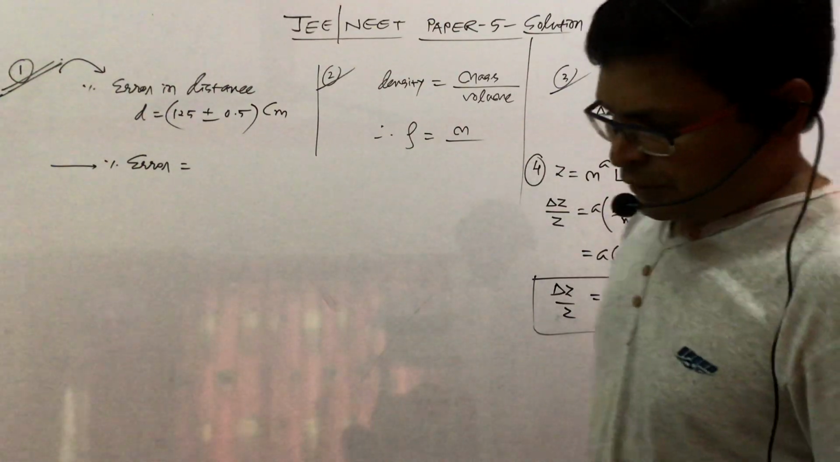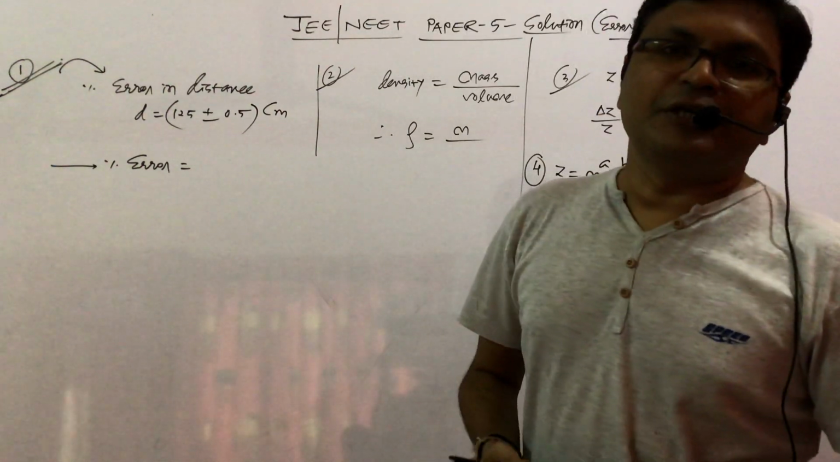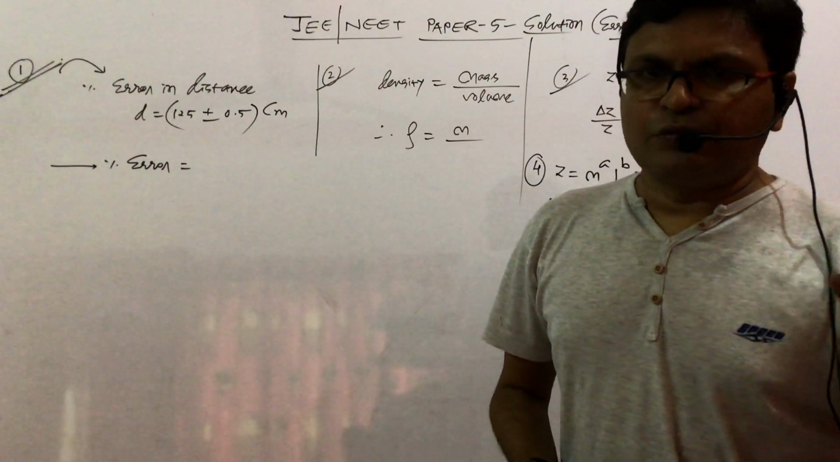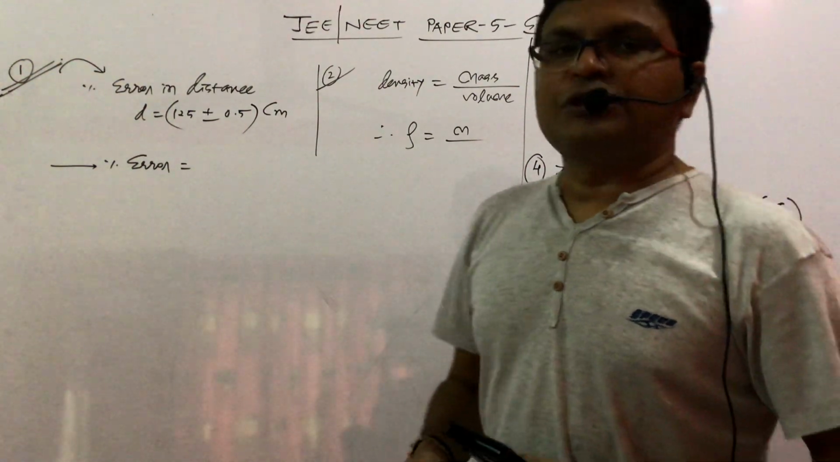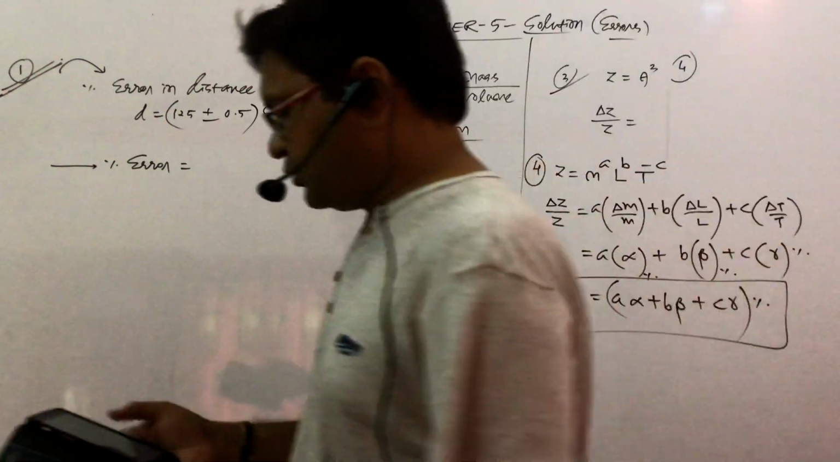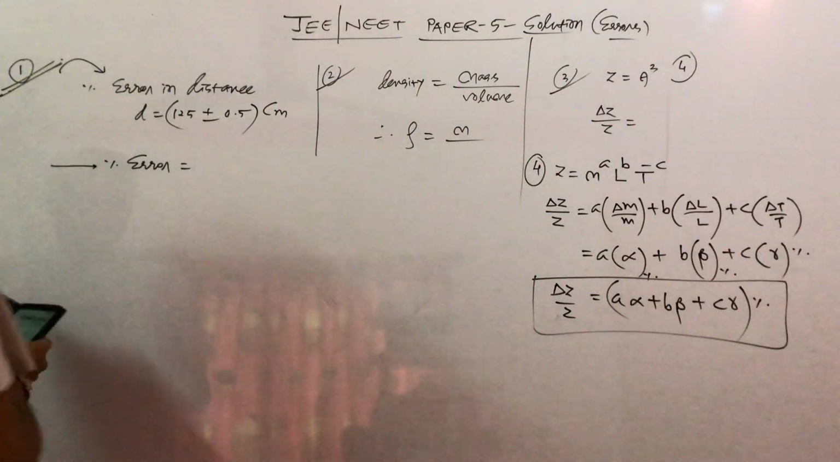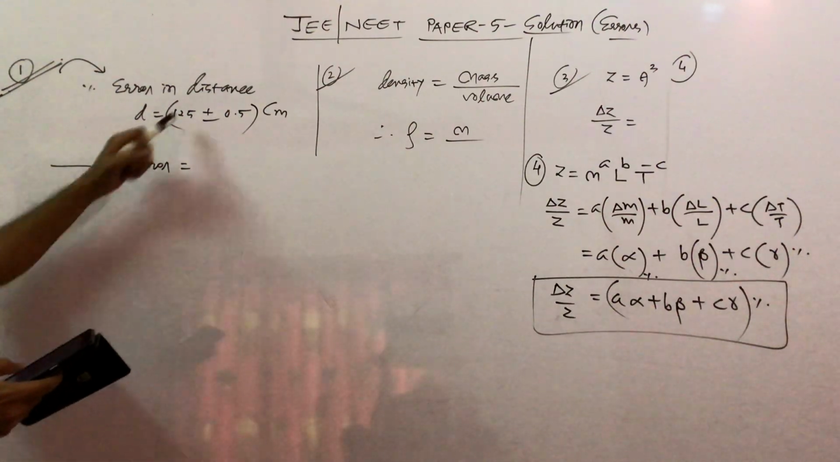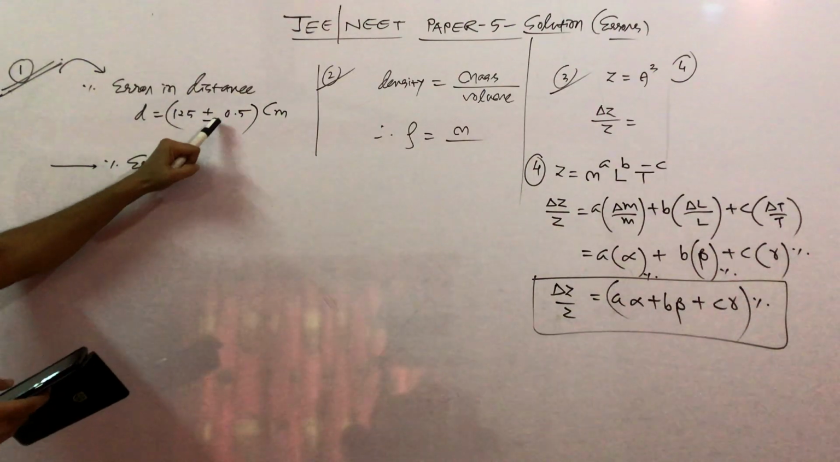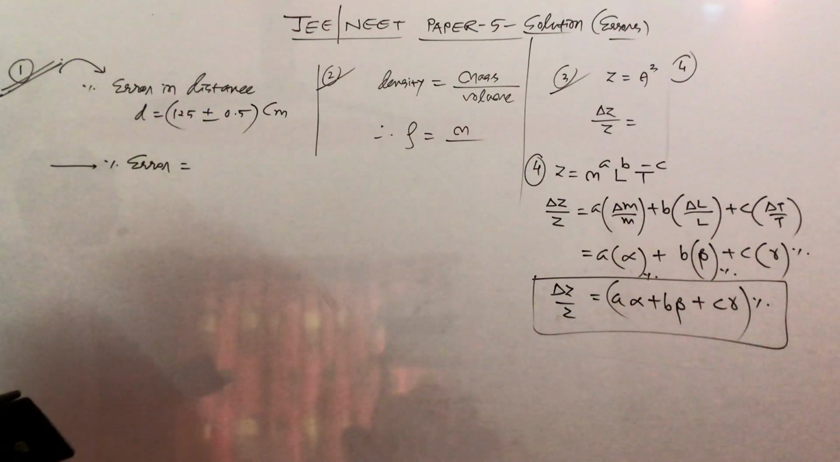So in this last question paper of JEE NEET, you know that very well, total 20 questions. So friends, today we would like to think about the solution of these 20 questions turn by turn. Start with the first question. Here you can see the percentage error in the distance. Distance is given 125 plus or minus 0.5 centimeter.